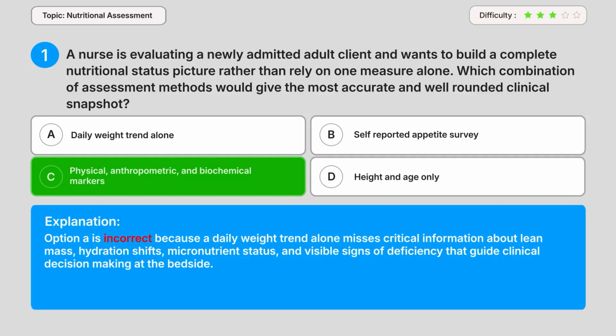Option A is incorrect because a daily weight trend alone misses critical information about lean mass, hydration shifts, micronutrient status, and visible signs of deficiency that guide clinical decision-making at the bedside.